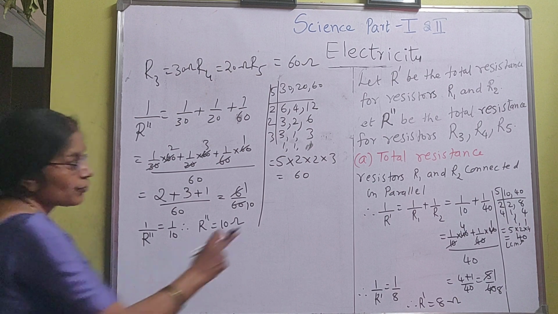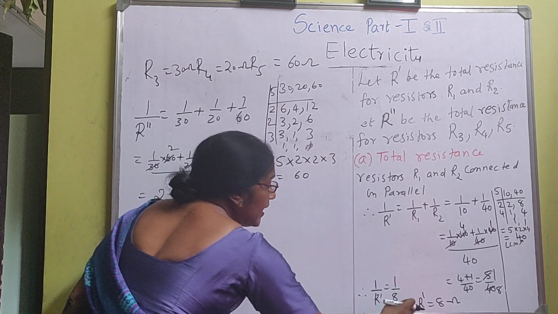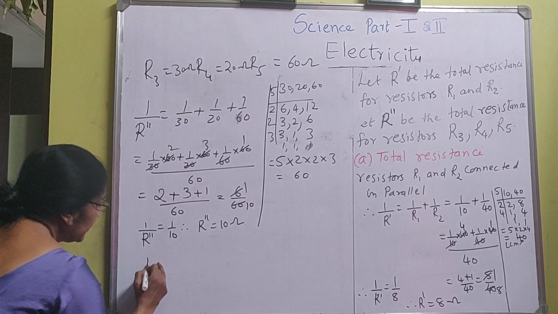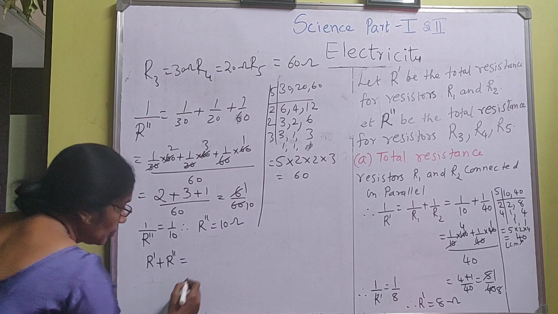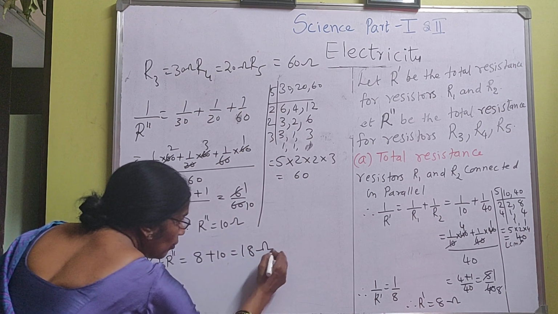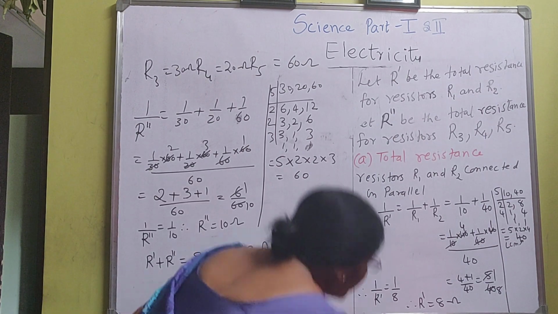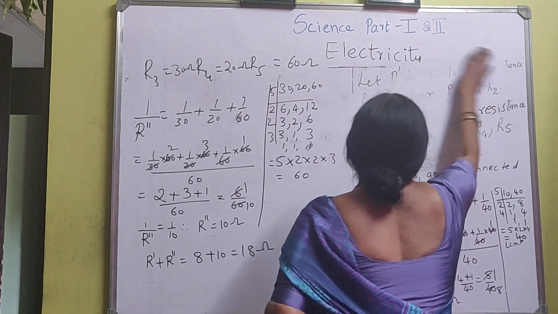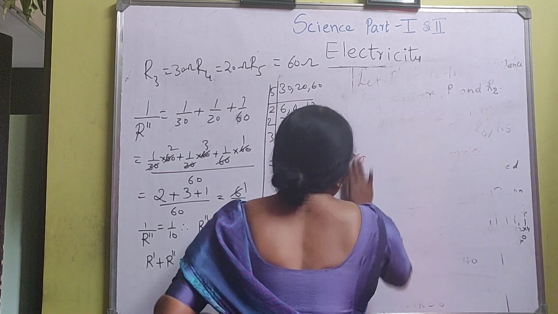Now he has told us to find out what is the total resistance. So total resistance is R dash plus R double dash, which is equal to 8 plus 10 is equal to 18 ohms. So this is the total resistance we have calculated. Now he has told us to find out what is the total current.